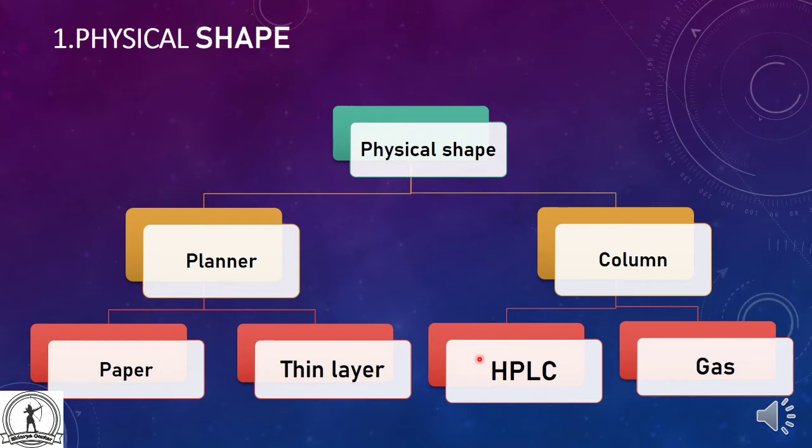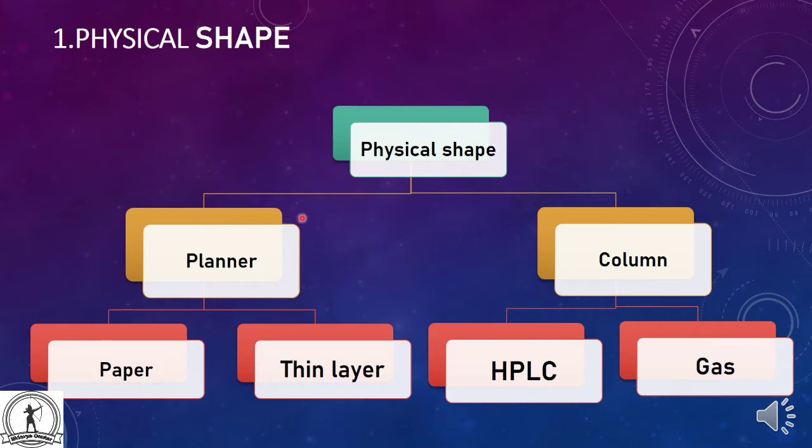Let's see in detail. Here in planar, the dimension is 1D or 2D. In column it is tubular and 3D. So when we classify based on physical shape, it can be planar, which is again 2D, and that is paper and TLC. And column chromatography is very useful in separation science. It can be further divided into two best industrial upgraded versions, and that is HPLC and GC.